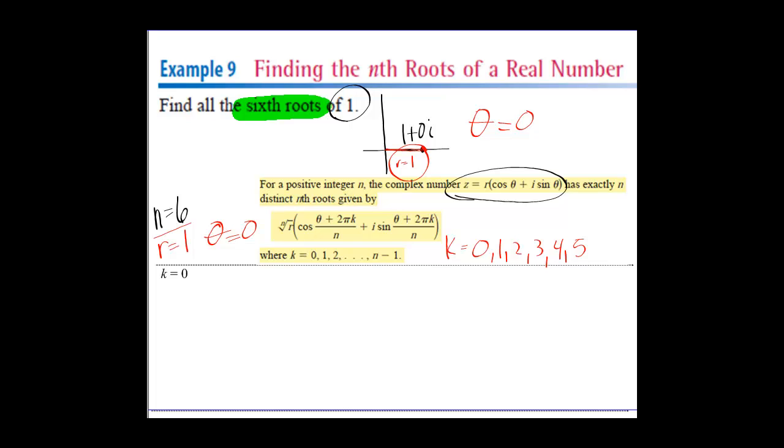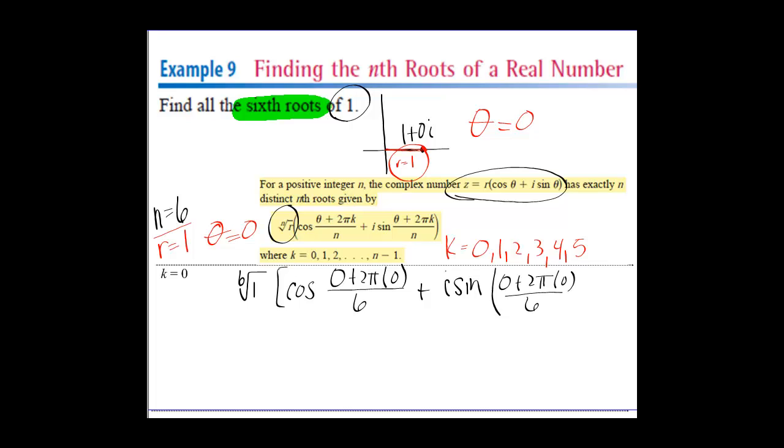Make sure you're keeping your work organized. This will take some room on your paper. So first off, k equals 0. Out front, we've got the nth root of r, so n is 6, r is 1. Open bracket, cosine of theta, which is 0, plus 2 pi, my k value in this case is 0, all over n, which is 6, plus i sine of 0 plus 2 pi times 0 all over 6, close bracket.